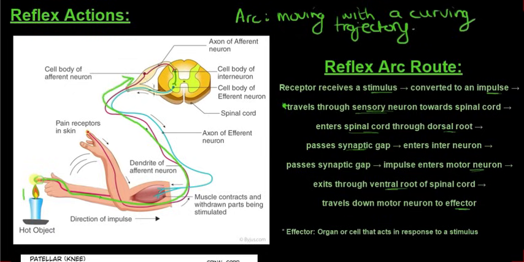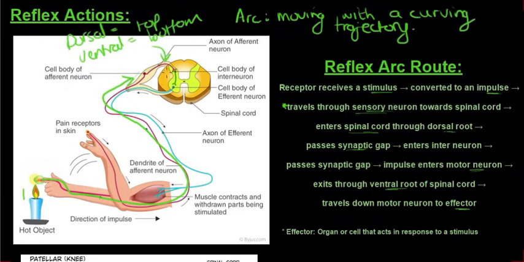When it gets to the spinal cord, there are two entryways, or an entry and an exit. The first one is the dorsal root of the spinal cord. That is where the sensory neuron enters. And then it will exit through the ventral root. So dorsal means top and ventral means bottom.